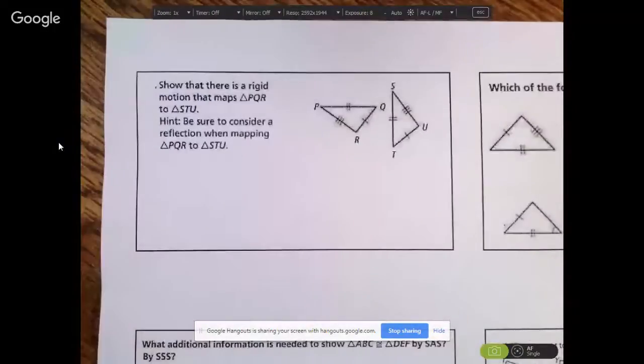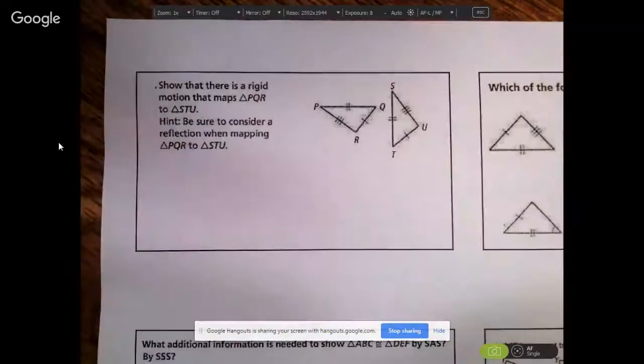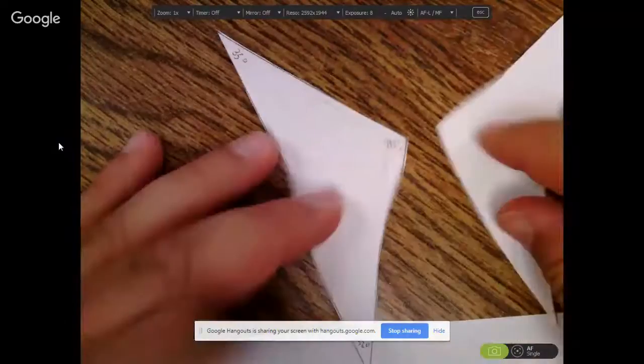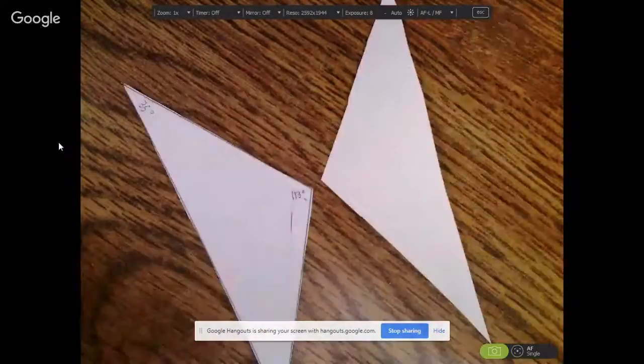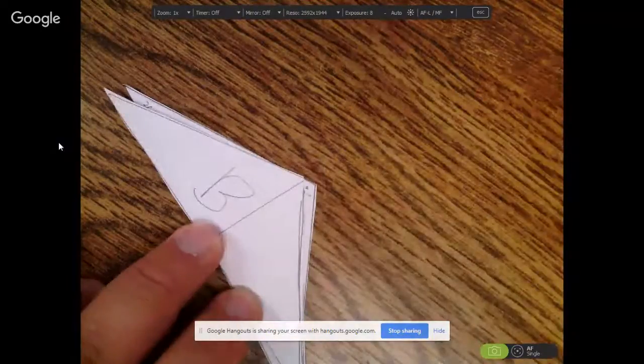Okay, show that there is a rigid motion that maps triangle PQR to STU. So basically, what they're getting at is these are congruent triangles. When people handed me a triangle, some people handed it in like this, and some people handed it in like this. And some people would say, well, those are two different triangles. Well, all I've got to do is flip it over, and it's the same triangle.